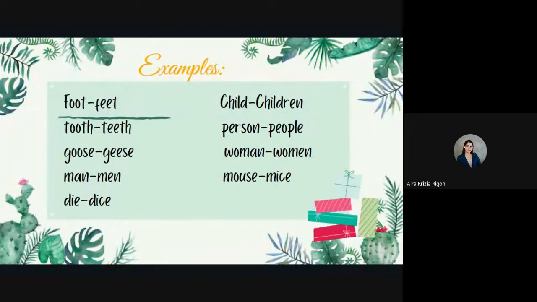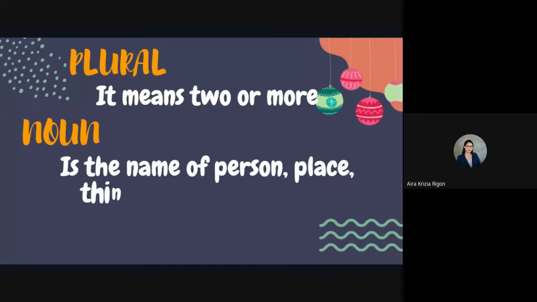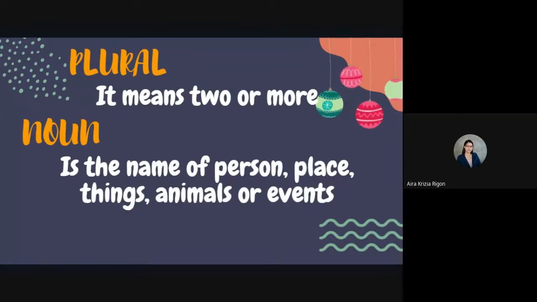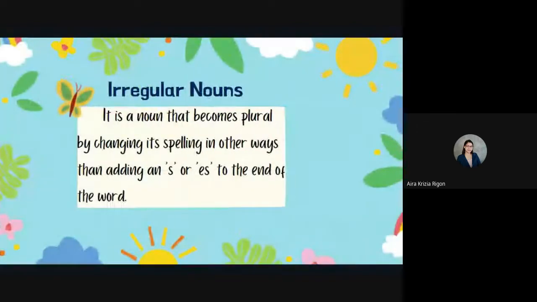When we say plural, what does it mean, class? Okay, very good. It means two or more. How about the noun? Yes, it's the name of person, place, things, animals, or event. Okay, well said, class. So now, if we look at the meaning of an irregular noun, it is a noun that becomes plural by changing its spelling in other ways than adding an S or ES to the ends of the word.